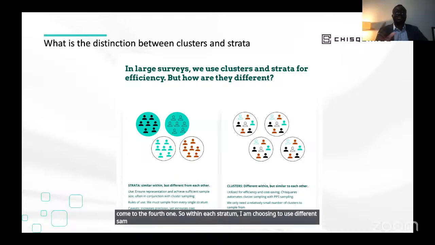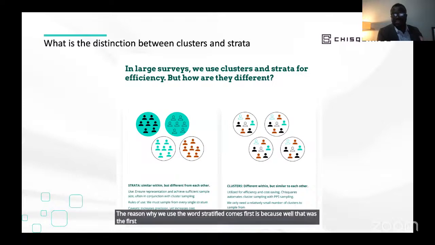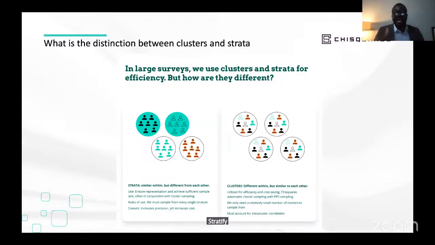So when you read the literature, you might see things like we use a 3-stage stratified cluster design, right? The reason why we use the word stratified comes first is because, well, that was the first thing in decision making. Stratify first, and then you cluster.